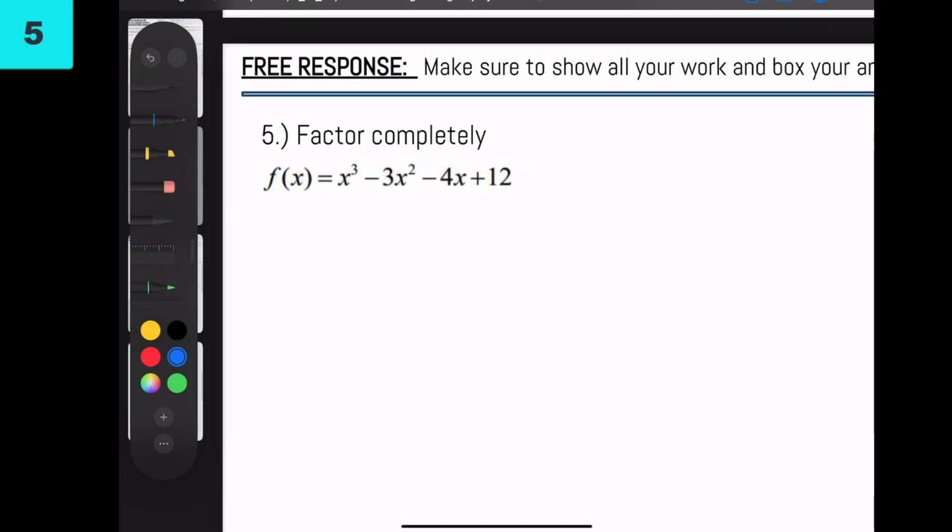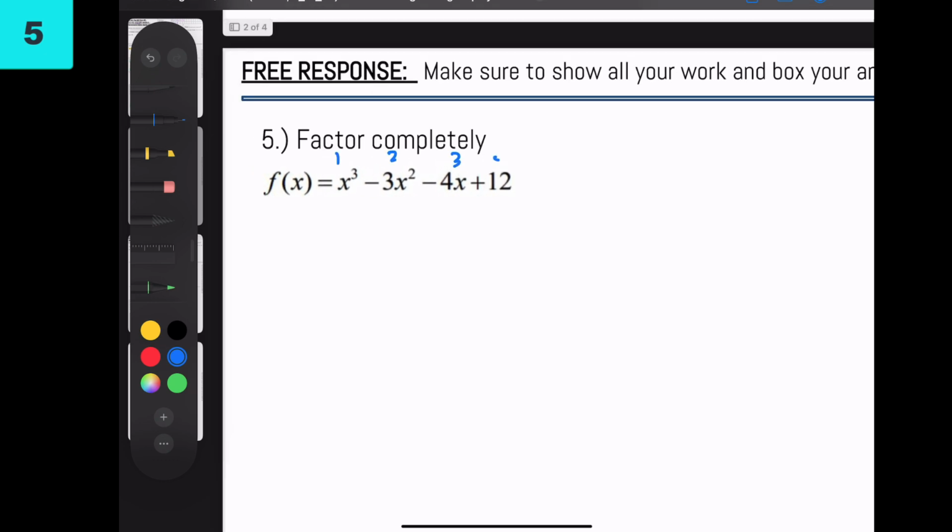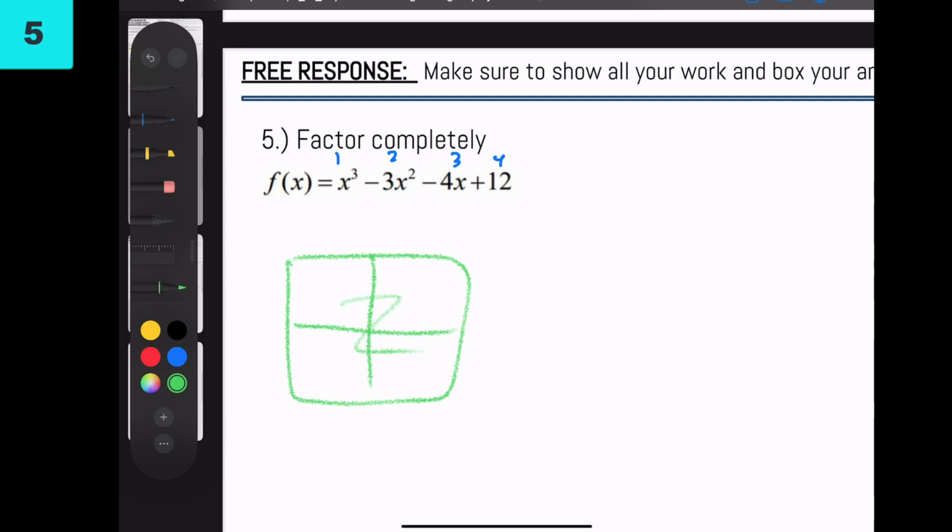Number 5. 1, 2, 3, 4 terms. So we're going to put that into a box there. x to the third minus 3x squared minus 4x plus 12. So if you figure out the GCF, this one has none because they don't all have an x or another number in common. The other one is count the number of terms.